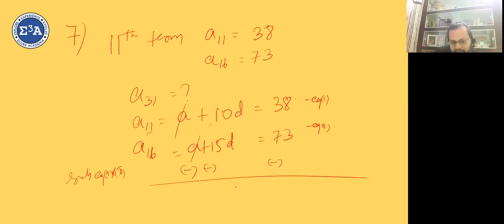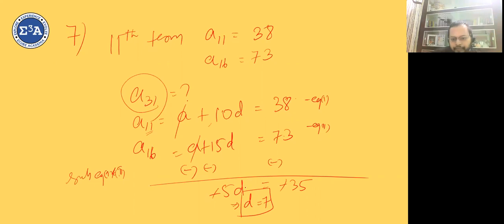10d minus 38, and this is 73, that will be 33, 34, 35, minus 35, minus from both sides is gone, d is equal to 7. So we have d is equal to 7, we can find out a31. My goodness, hey, we need a as well, no?